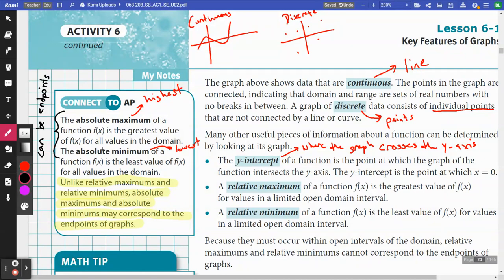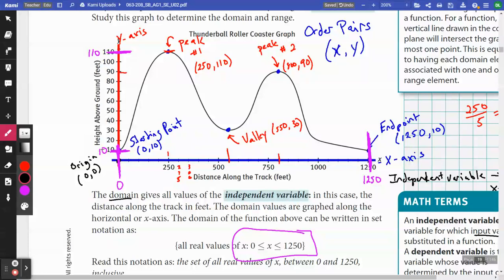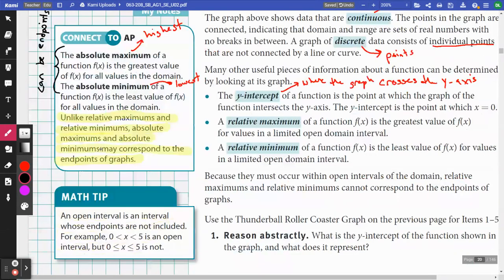Relative maximums and minimums, it says the greatest value for a limited open domain. That is a gap in the graph that makes the peak. That's not included in the endpoint, okay? This one here is a peak because I can say, well, this point here and this point here, and there's a peak, right? So my relative maximum means that it's a peak. Minimum means that it would be a valley.